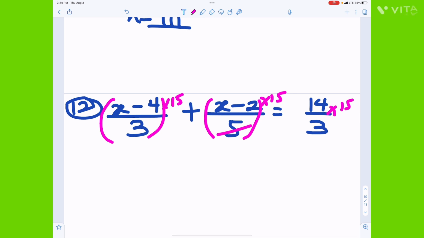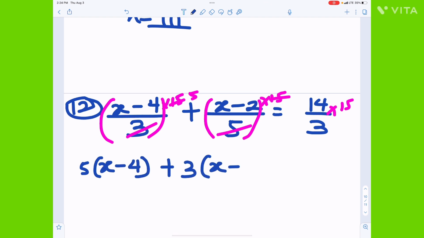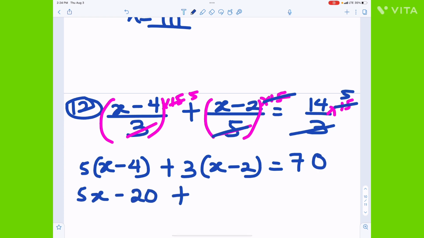What does that give me? 5 here 1, 5 here 3. So here, 3 here 1, 3 here 5. So I'm going to get 5 times x minus 4 plus 3 times x minus 2. I hope you know where I got my 3. 5 here 1, 5 here 3. So this 3 is all that's left to multiply x minus 2 on the numerator side there, is equal to 3 here 1, 3 here 5. 14 times 5 is 70. So 5x minus 20 plus 3x minus 6 is 70.